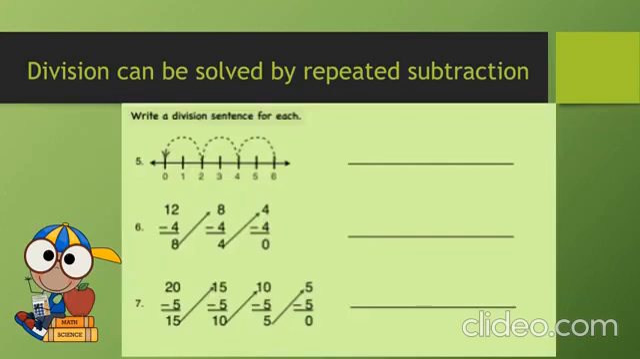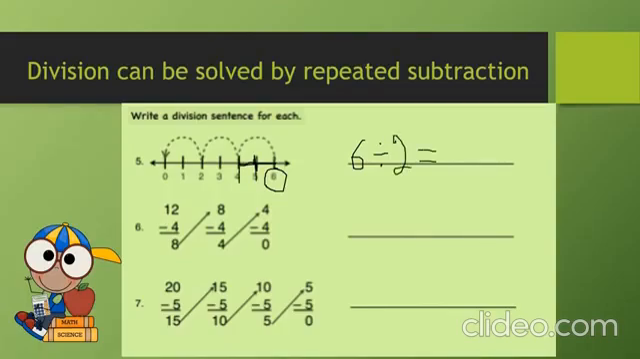Write a division sentence for each. So use this number line, observe the number line, and write the division sentence. So we should start with the greatest number. It's 6. 6 divided by which number? So we are subtracting 2. So 6 minus 2. So 6 divided by 2 equals 2.